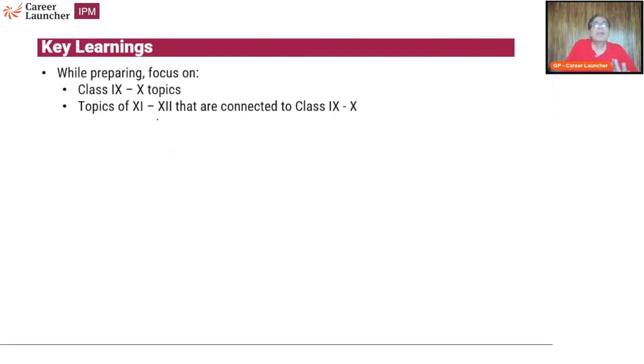First, while preparing, focus on 9, 10 topics and topics of 11, 12 that are connected to 9, 10th. So forget calculus, forget integration, forget permutation combination. If you don't understand them, just don't worry about it. Even if you had maths in 11, 12, I'll say this is the easier part of the paper. Even then you'll find 9, 10 topics are easier and you'll be able to solve them faster.